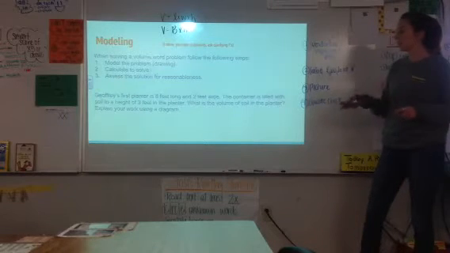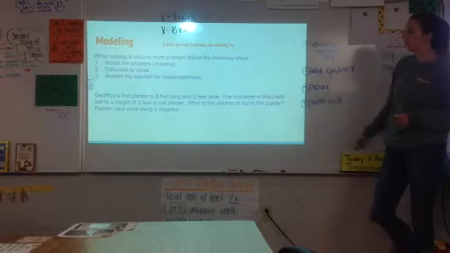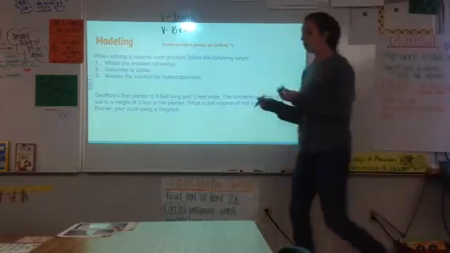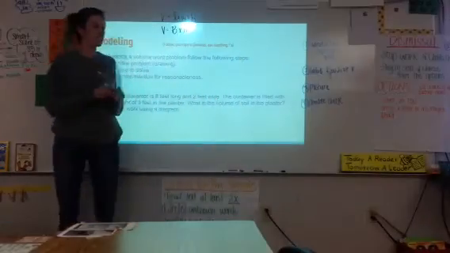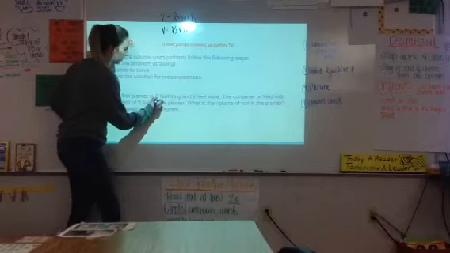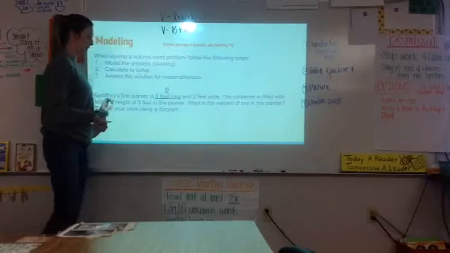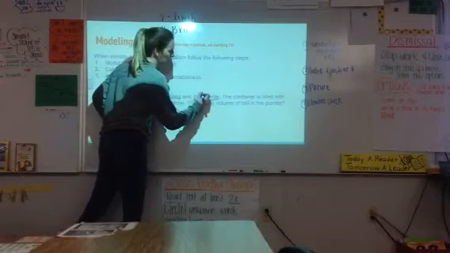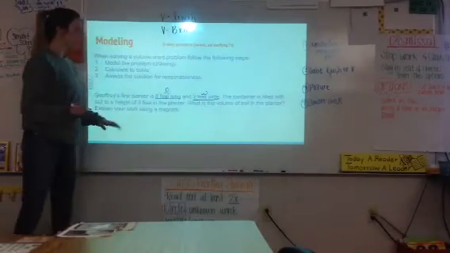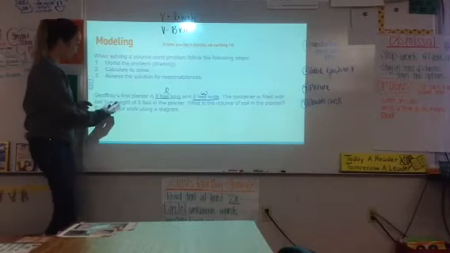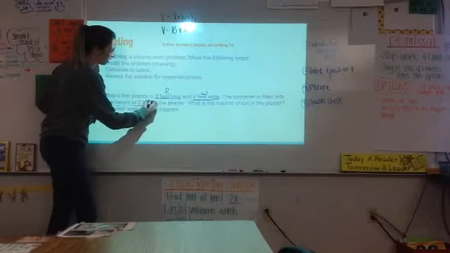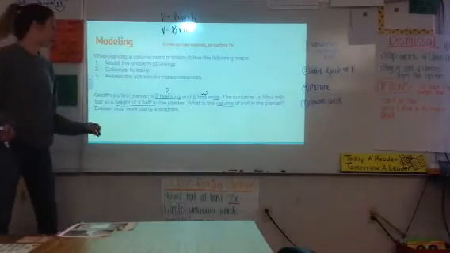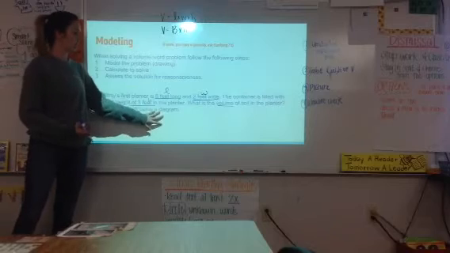So using these 4 steps here, I'm going to look at this first problem. It says Jeffrey's first planter is 8 feet long and 2 feet wide. And so I know when it says 8 feet long that it is actually talking about the length. So I'm going to label this with an L. And 2 feet wide. I know that 2 feet wide is the width. The container is filled with soil to a height of 3 feet. Here is my height. What is the volume of the soil in the planter? And then it says explain your work using a diagram.